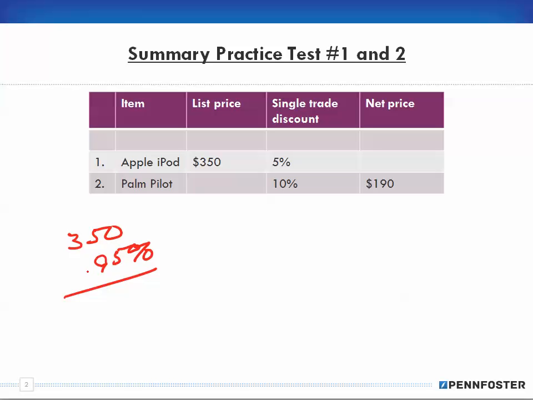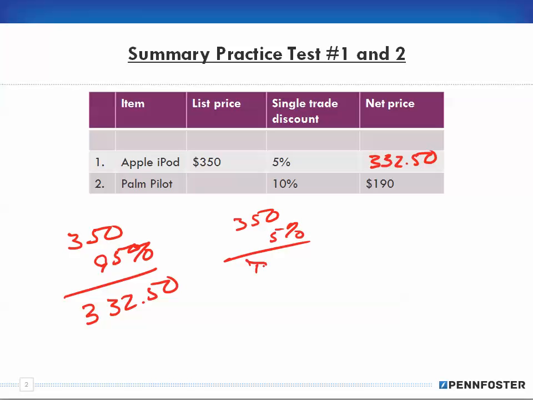And I multiply that by the $350, and I end up with $332.50. $332.50. That's my net price. If I wanted to know what the discount amount is, I would take the 350 times the 5%, and that would give me my discount amount. Okay.